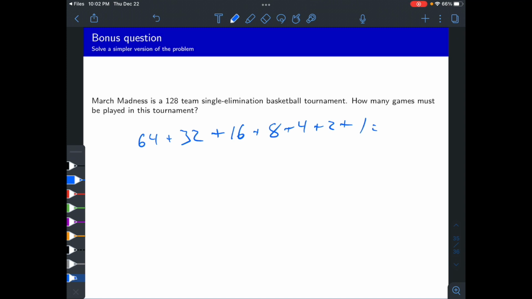So you could totally do this, and this solution is perfectly fine. If you add these numbers up, you'll get 127. What you might notice is that 127 is one less than 128. When we had a 4-person tournament, we also had one less than 4 number of games. We had 3 games to be played.